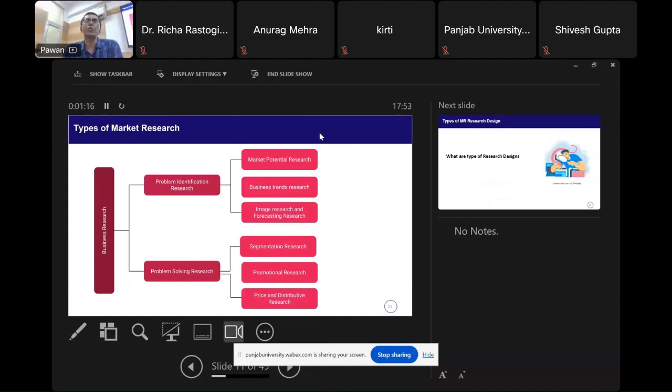Now, what are broad categories of MR? So there is a theoretical grouping of MR, which we'll come to also: exploratory, descriptive, prescriptive. There are certain types of MR which are used. But I have tried to bucket it into two categories in terms of utility of MR. One is problem identification research, and second is problem solving research.